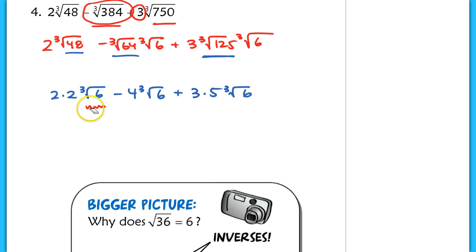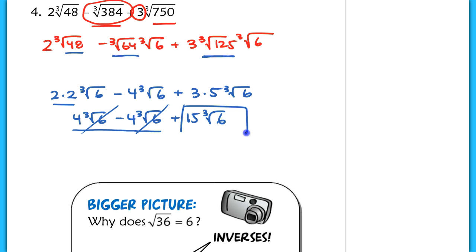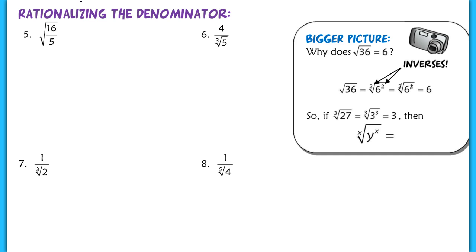Now from here, I'm just going to simplify a little bit further. 2 times 2 is 4, so I have 4 times the cube root of 6 minus 4 times the cube root of 6 plus 15 times the cube root of 6. So clearly here, these two terms will cancel one another out, leaving me with 15 times the cube root of 6.